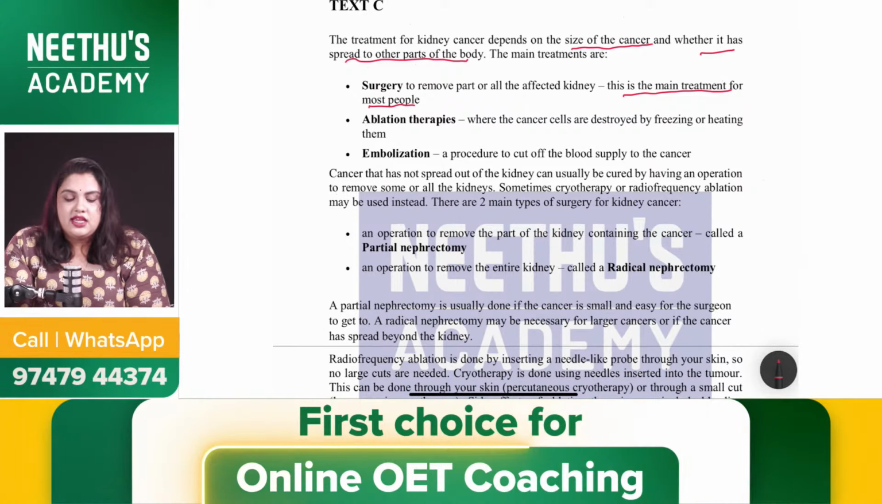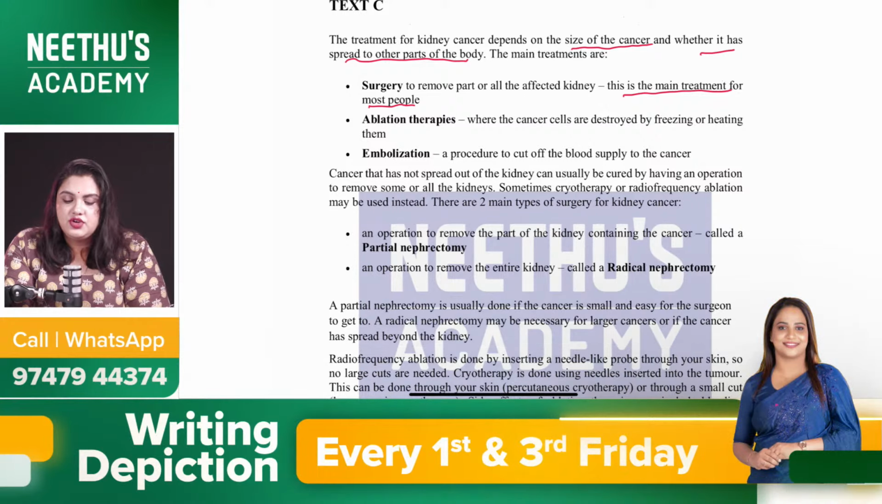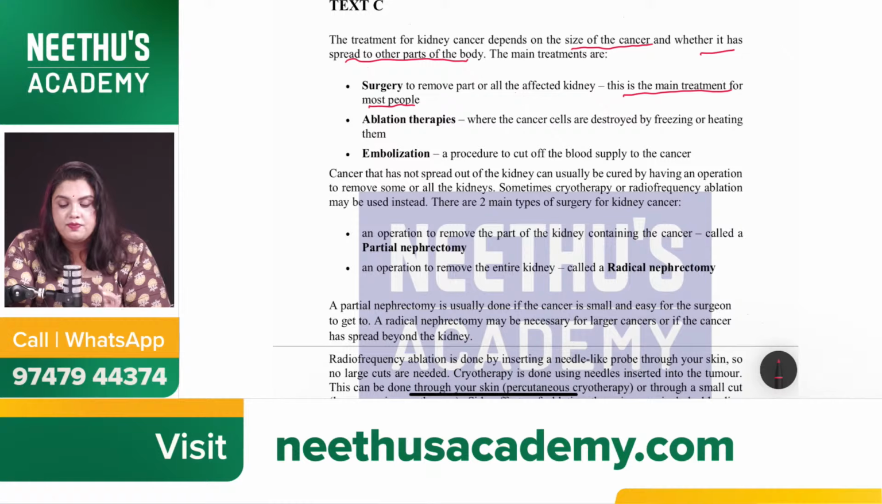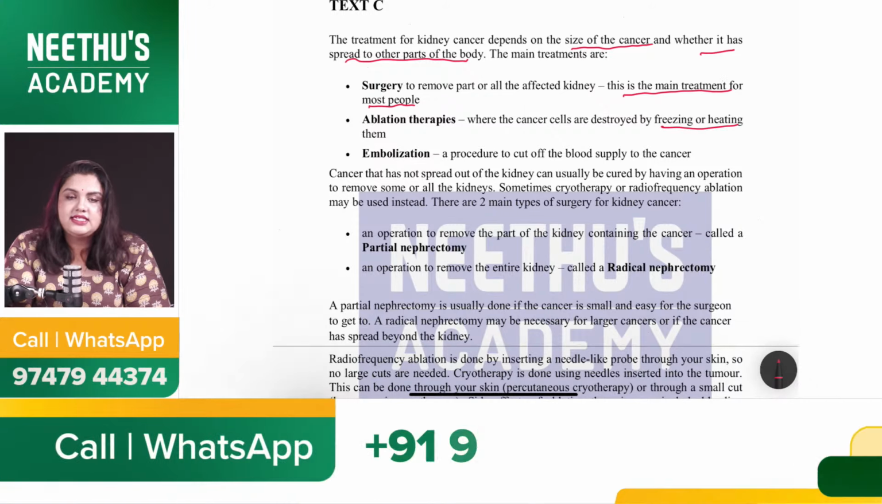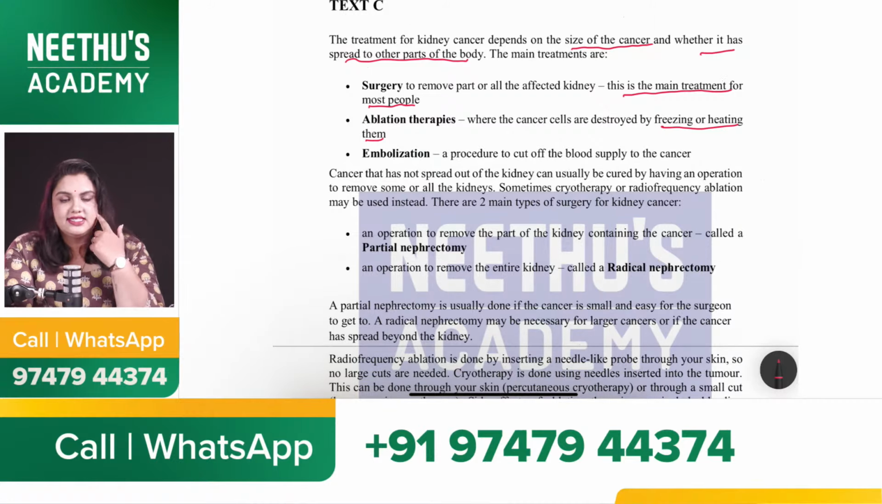Okay, then the second one is ablation therapies, where the cancer cells are destroyed by freezing or heating them. So how does ablation therapy work? Cancer cells are destroyed. How? By freezing or heating them. You either freeze them or you heat them so as to destroy the cells.